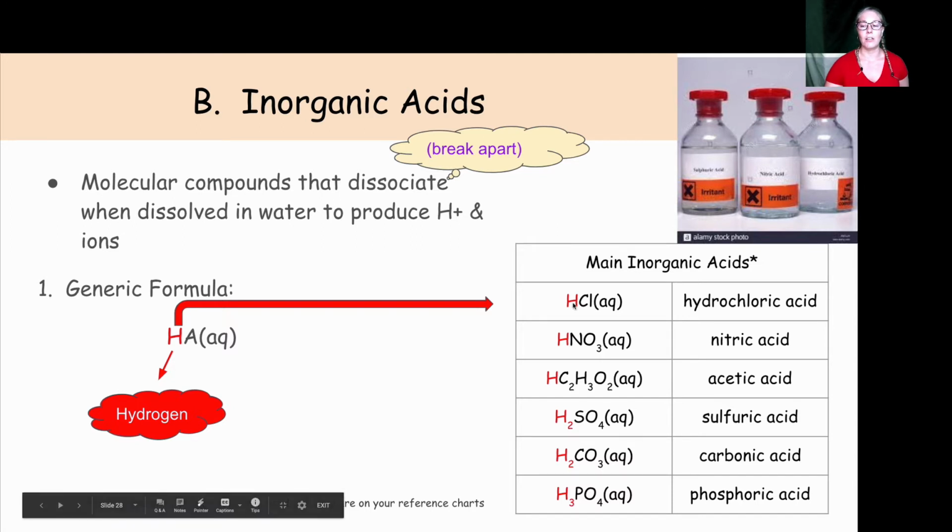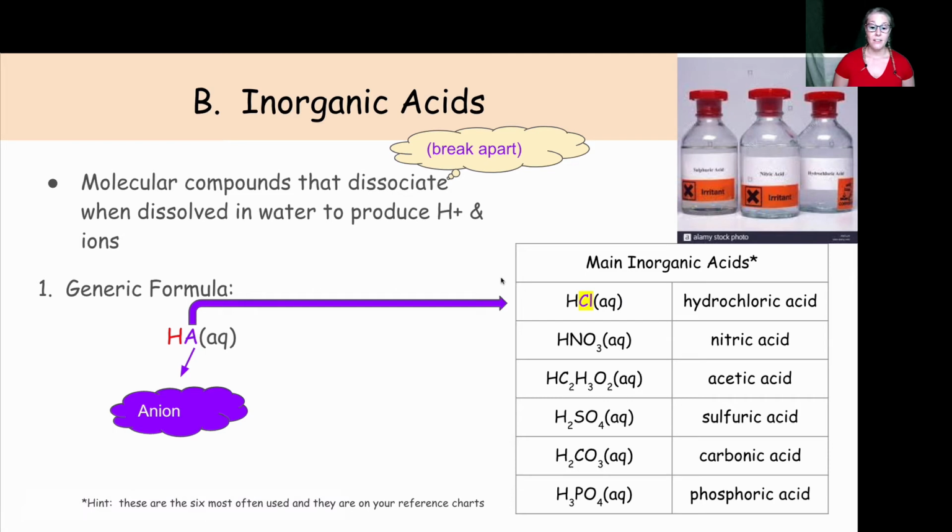If you look at the right there, you can see these H's are all in red, right? So they all start with hydrogen. They all have an anion that comes after the hydrogen. First we have the anion chloride, nitrate, acetate, sulfate, carbonate, phosphate, right? So they all have an anion, whether it's a polyatomic anion or not. It just depends on the acid.